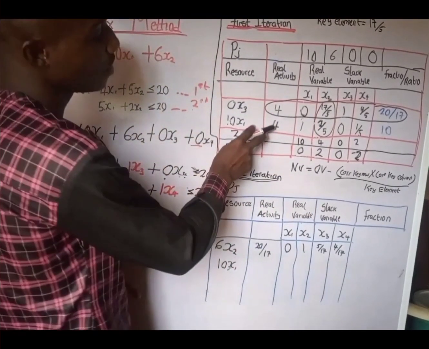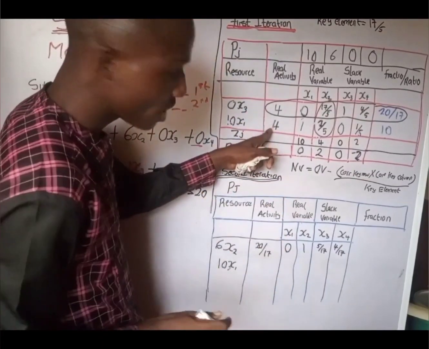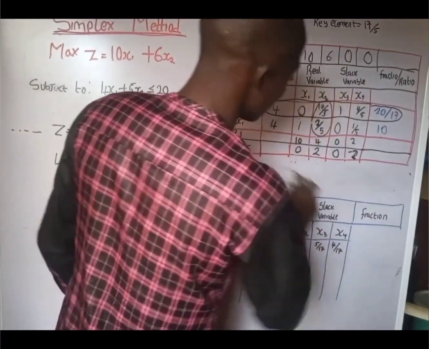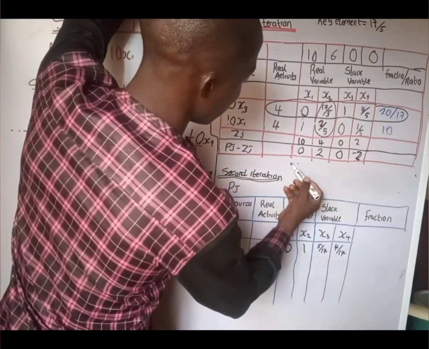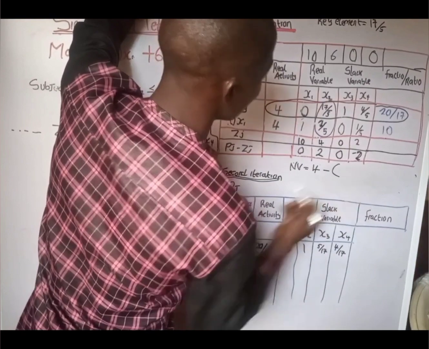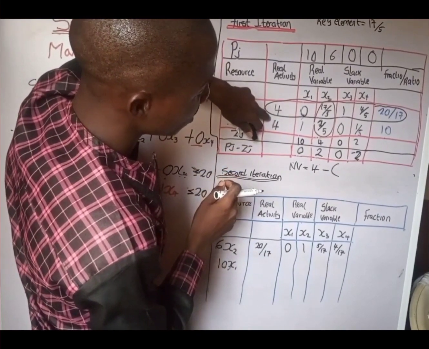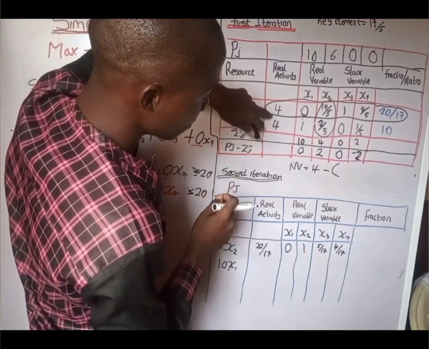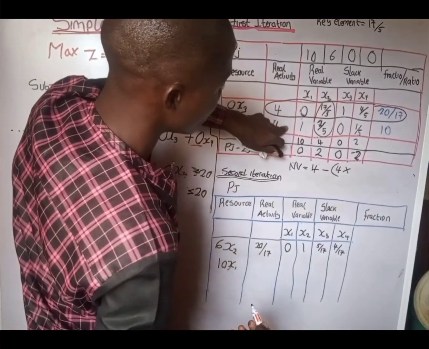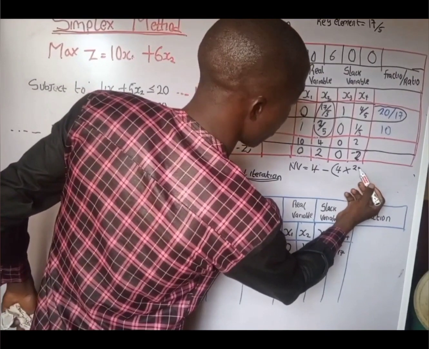Now, if you want to get the new value for 4, 4 itself will be the old value. Let me erase this formula. The new value for 4 will be the old value, which is 4 itself, minus the product of the corresponding key row element. That is the element that falls under the key row that corresponds to 4. When I trace it, it is this 4. So I'm going to have 4 minus 4, the old value minus the key row element, multiplied by the corresponding key column element. The key column element that corresponds to this value is 2 over 5. So I'm going to have multiplied by 2 over 5.